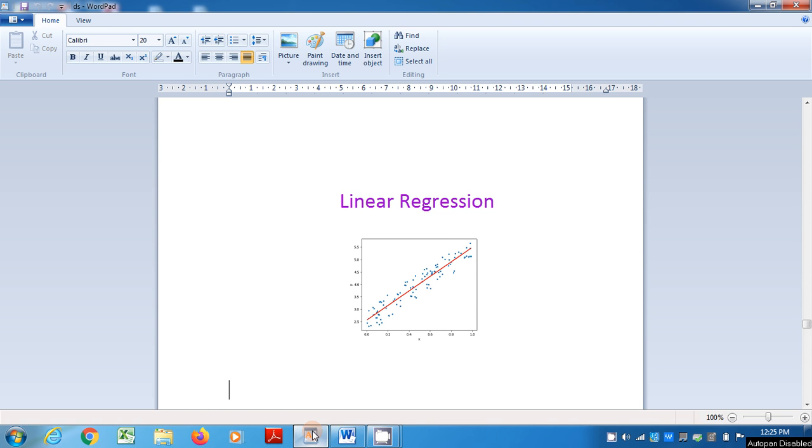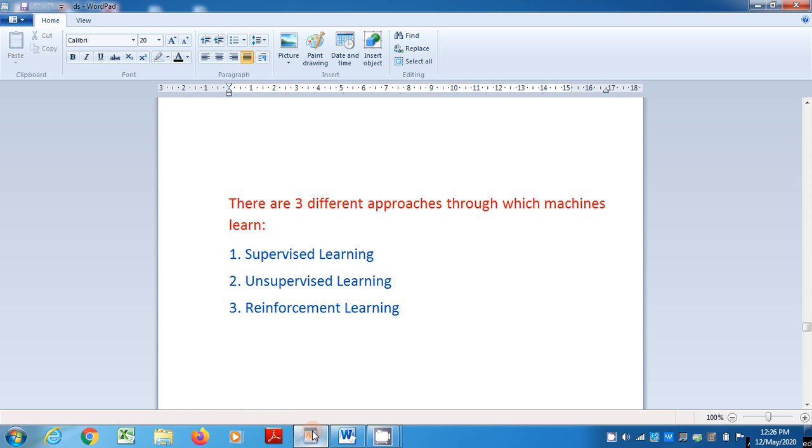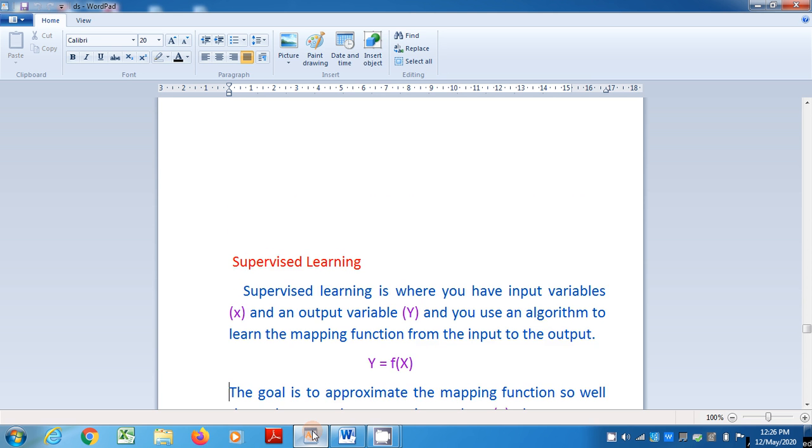Everyone. Agenda for today's lecture video: linear regression. So linear regression is one of the topics in machine learning. There are three different approaches through which machines can learn: supervised, unsupervised, and reinforcement. We will look at them one by one.